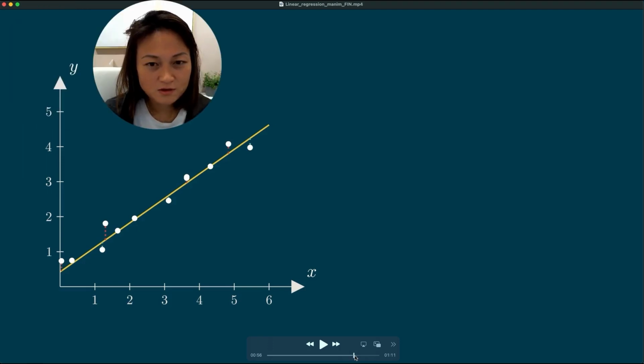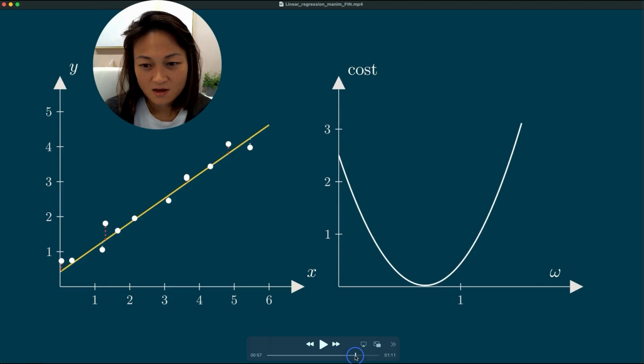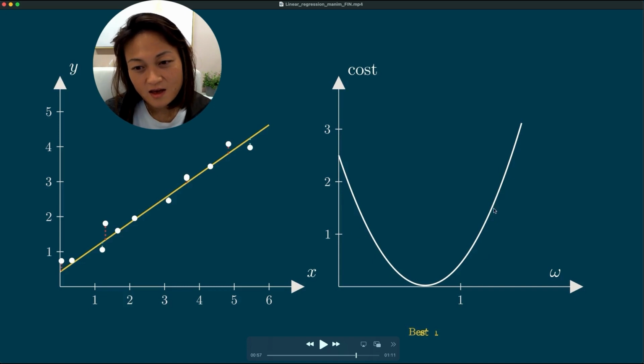Now we're going to introduce a second graph onto the screen here. What we've done here is taken the cost and plotted it against different values of w. So remember what we said just now. If the slope is too flat over here, then the cost becomes high. And then if the slope of the line is too high, the cost also becomes high. And so there's some optimal value here where the cost becomes the lowest.